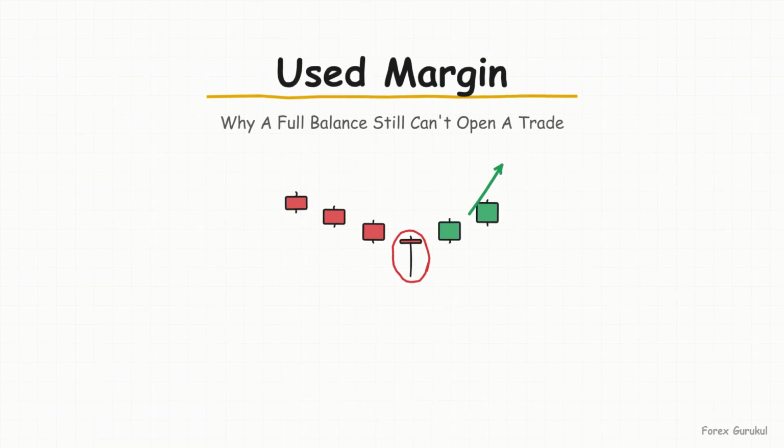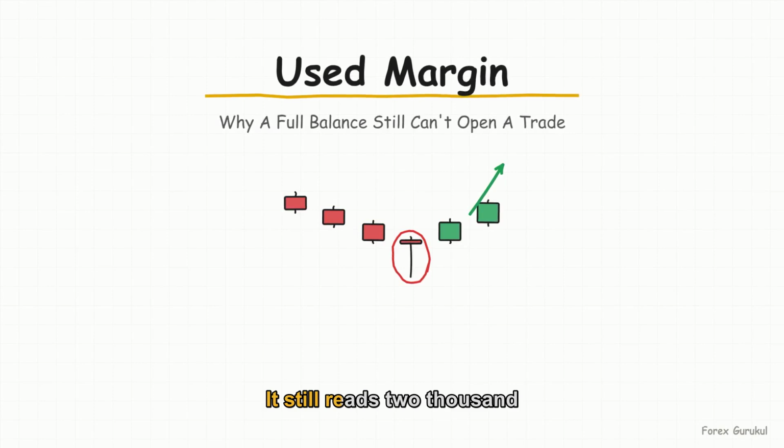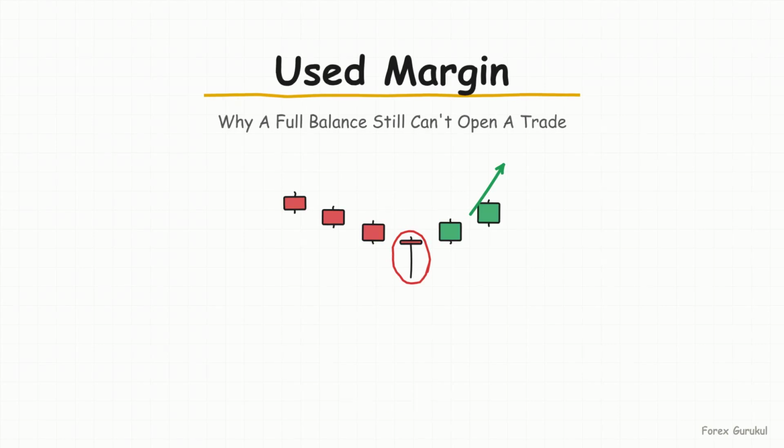He clicks buy, and his platform throws back an error. Insufficient margin. He stares at his balance. It still reads $2,000, untouched. So what just ate his money? Nothing got closed. Nothing got lost. And yet the platform is telling him he can't afford a trade he clearly has cash for.